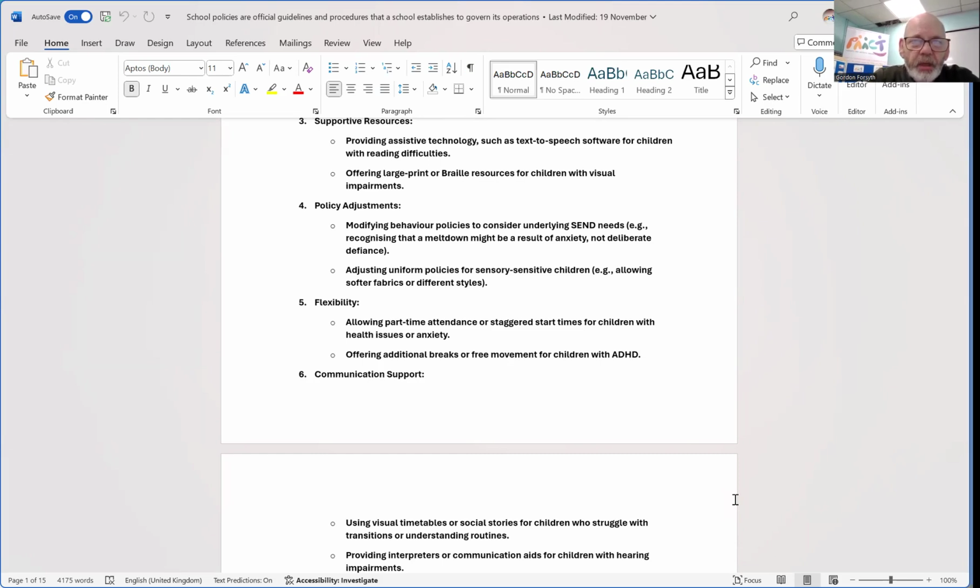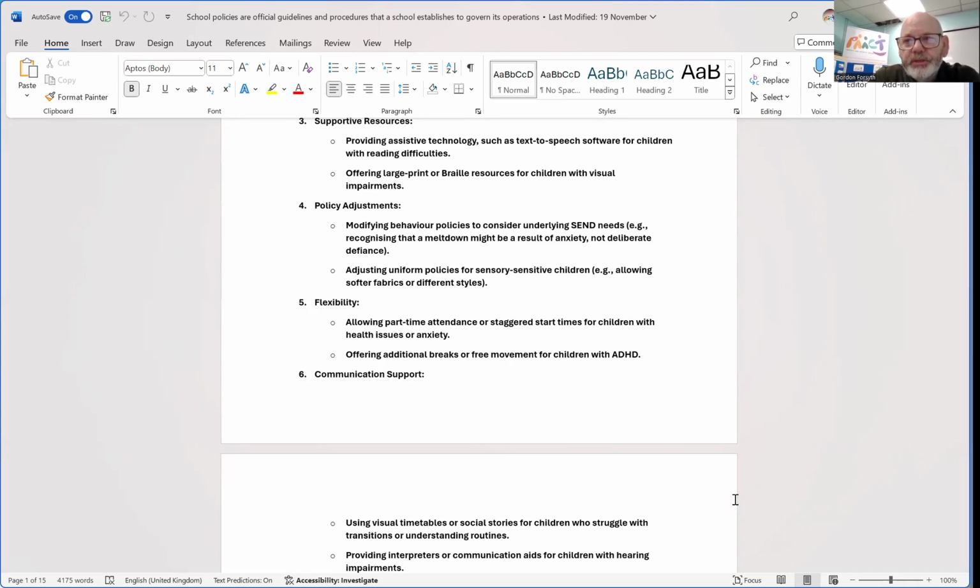Adjusting uniform policies for sensory sensitive children, allowing softer fabrics or different styles. How many of you have arguments with school about school policy, about school uniform? It's in here. It should be an adjustment. Okay. Flexibility, allowing part-time attendance or staggered start times for children with health issues or anxiety.